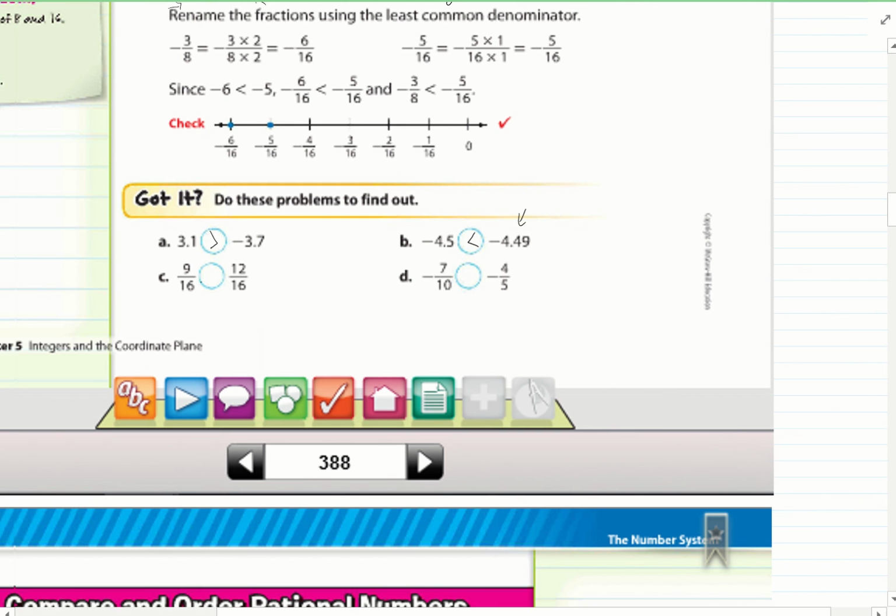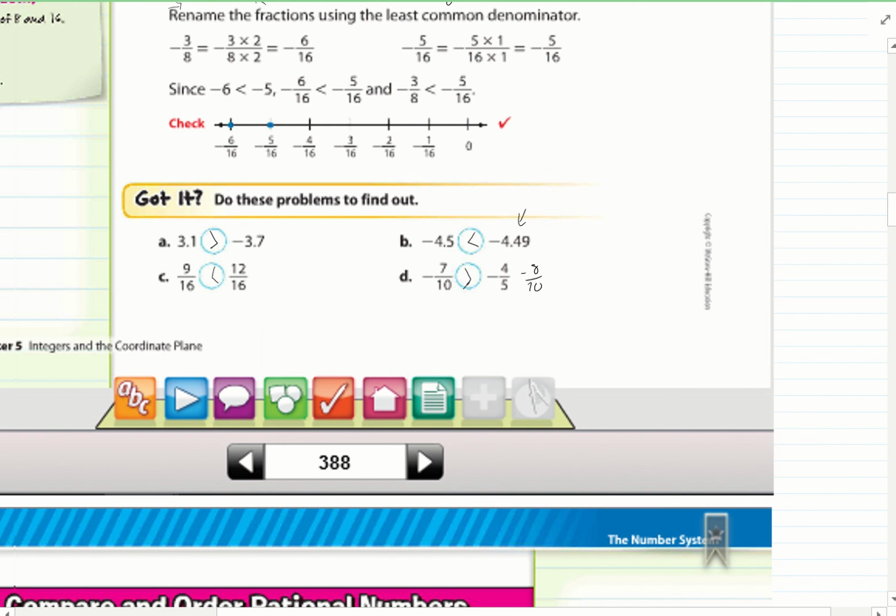For C, since they both have the same denominator, I can just compare my numerators. 9 is less than 12. And for D, this is going to change to negative 8 over 10. And negative 7 over 10 is closer to 0, so that's going to be greater than negative 8 over 10.